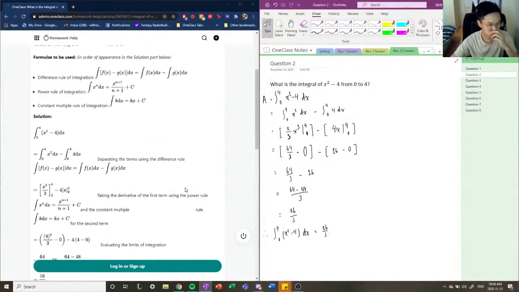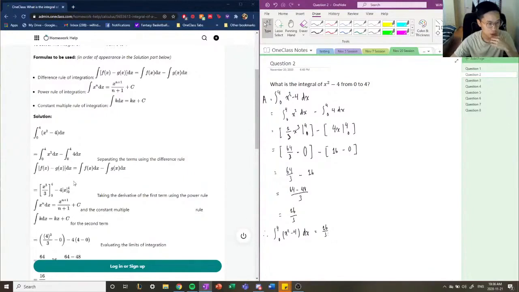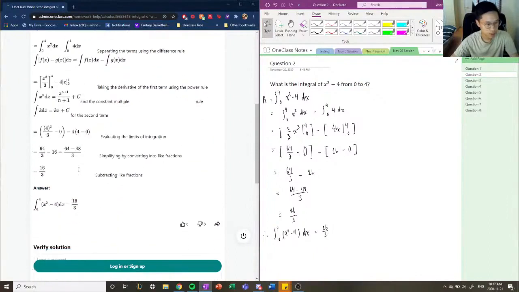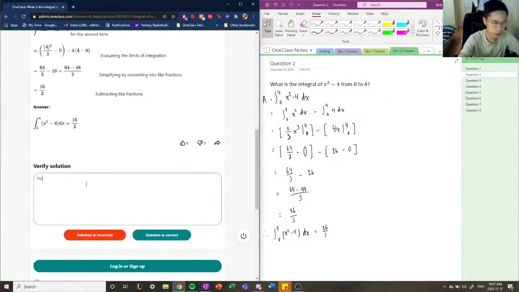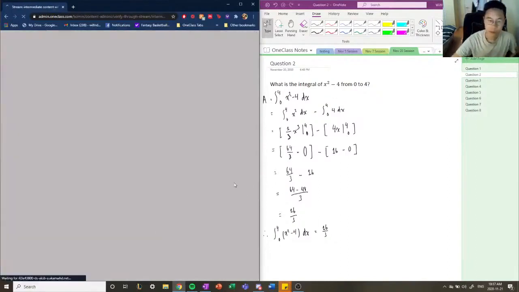Okay, so the junior tutor also did the same solution. They used all these properties to simplify their integral and then integrated. And then they calculated the area under the curve, or the difference between 4 to 0. Yeah, and they came up with the same solution. Okay, cool.